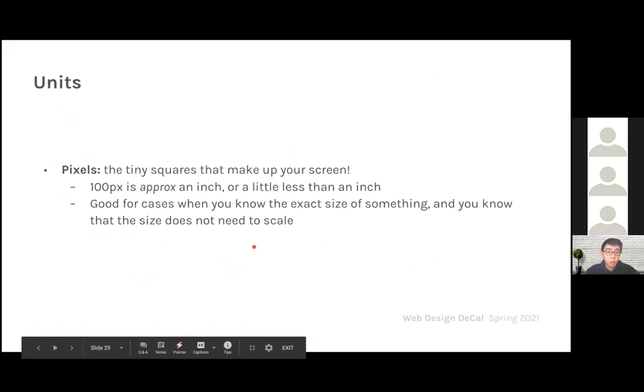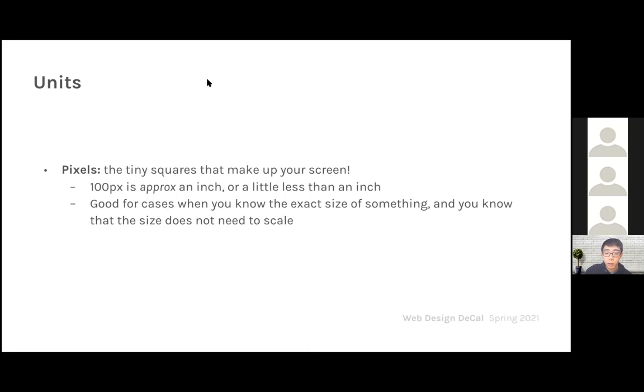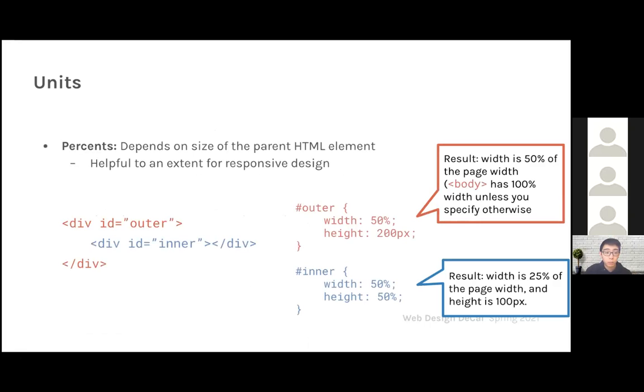So when it comes to units, there are a lot of units you can use. The most popular or most common one that you'll probably come across is a pixel, which is approximately an inch, or well, a little less than an inch. And it's good for when you need to know the exact size of something. We also have relative units such as percents and rems and ems and all those things, which you can take a look at when you're working on the project.